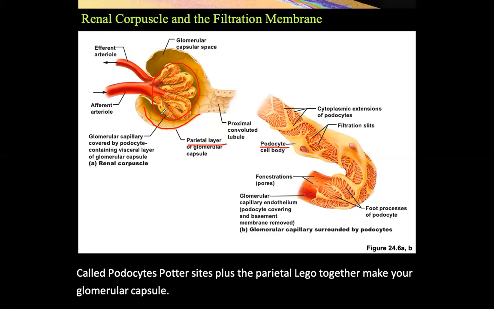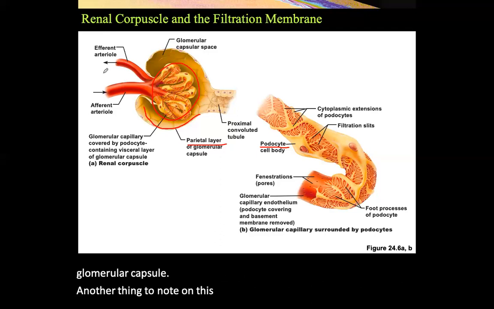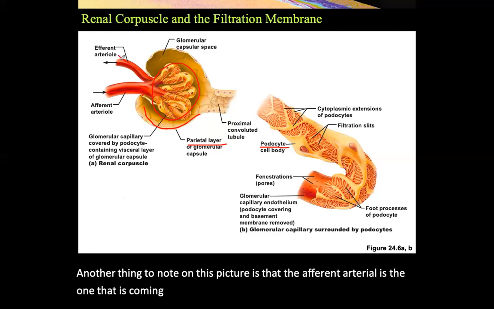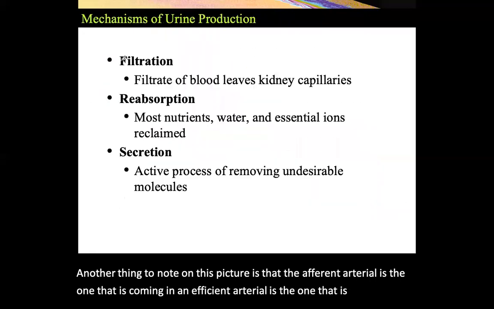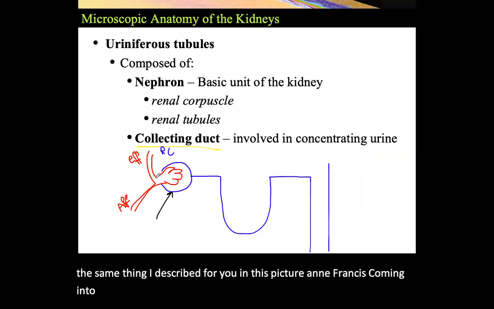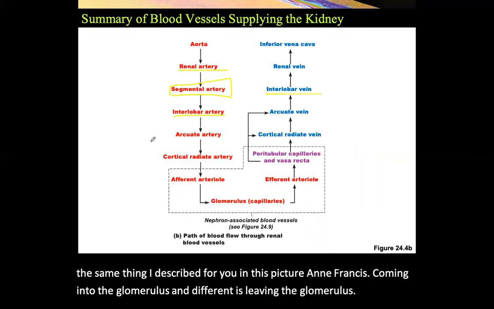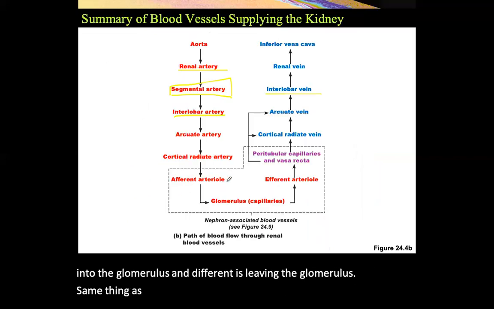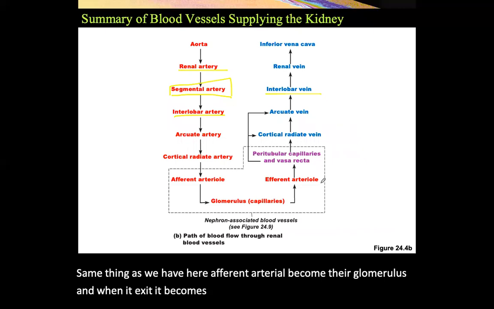Another thing to note on this picture is that the afferent arteriole is the one that is coming in, and the efferent arteriole is the one that is leaving. This is the same thing I described for you in this picture. Afferent is coming into the glomerulus, and efferent is leaving the glomerulus. Same thing as we have here. The afferent arteriole becomes the glomerulus, and when it exits, it becomes the efferent arteriole.